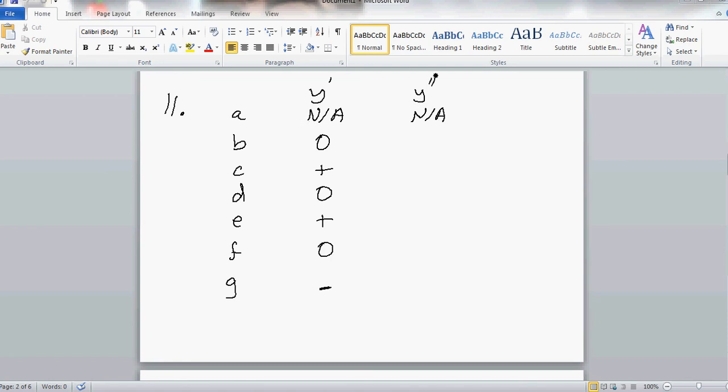Now, for y double prime, we need to look at that particular point: is it concave up or concave down? If it's concave up, it's positive. If it's concave down, it's negative. And if it's an inflection point, in other words, it's going from concave up to concave down, it's 0. So let's look at B. During that time on both sides, it's concave up on the left side, concave up on the right, so that means it has to be concave up. So this would be positive.